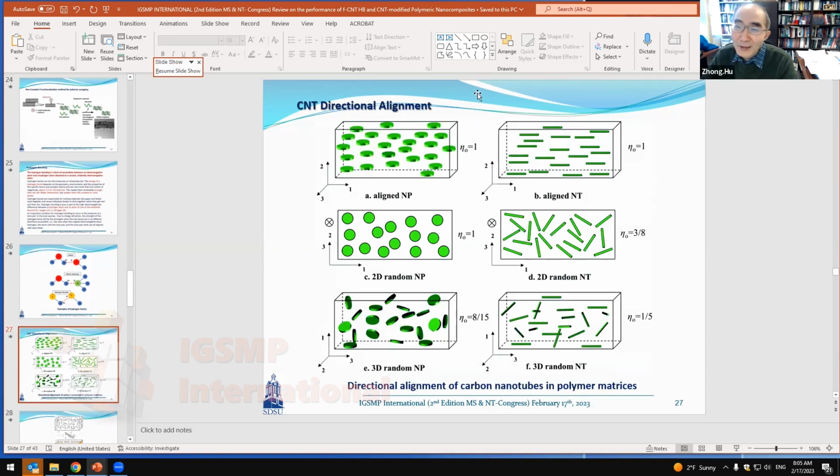And another question is whether we can align the carbon nanotube in the matrix, so that in the alignment direction, the performance of the nanocomposite will be extremely outstanding. Sometimes we only use the directional performance; we are not using all directions. So in that case, alignment is very important. For the alignment, we have several ways.